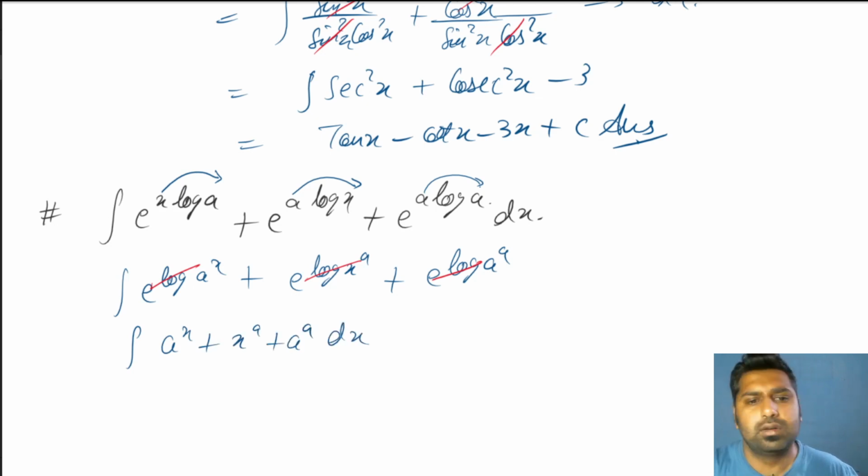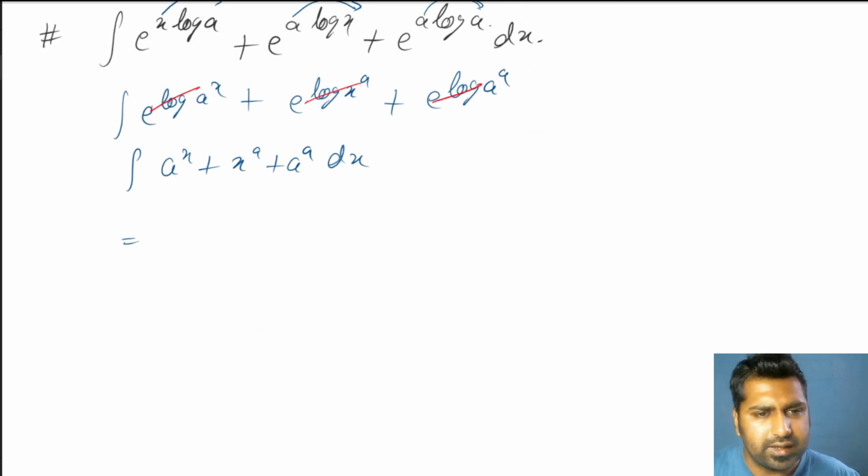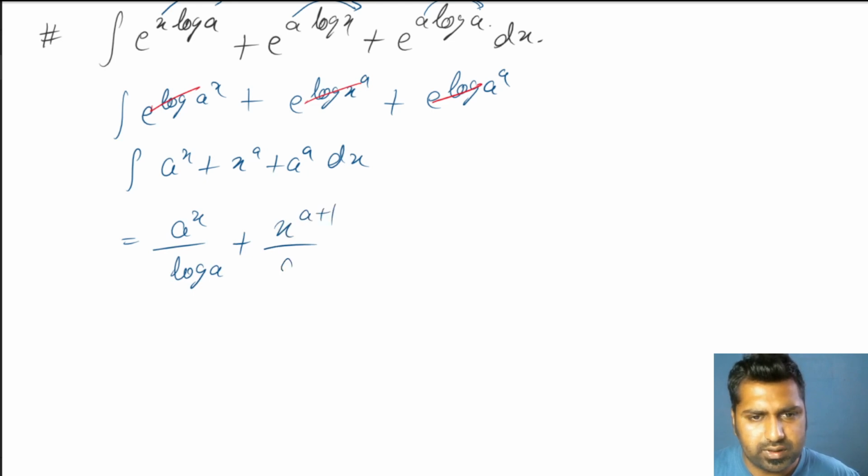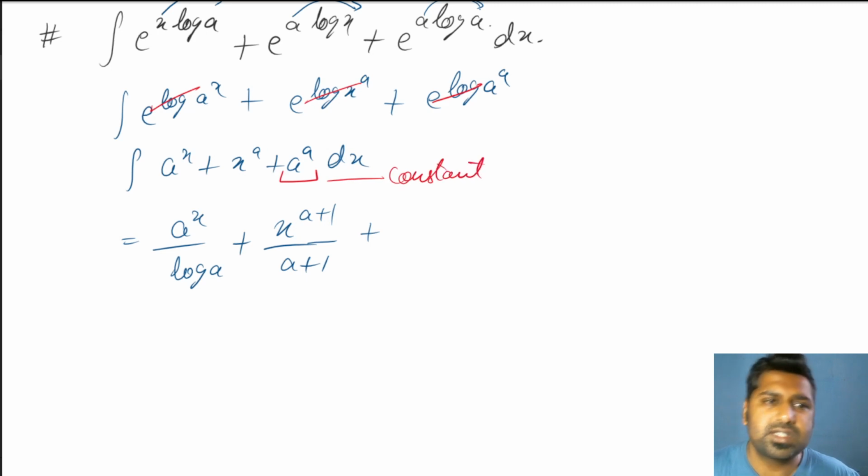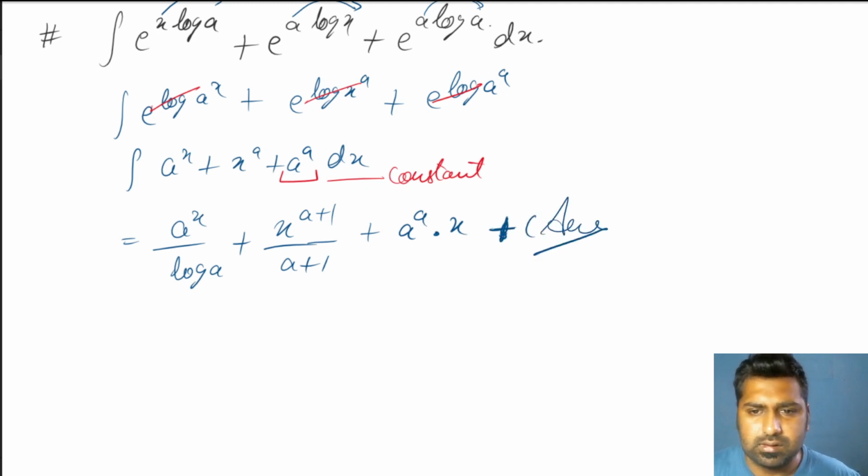Standard formula: a raised to power x integrates to a raised to power x by log a. x raised to power a is x raised to power a plus 1 upon a plus 1. a raised to power a is a constant. What is the integration of a constant? Just multiply x with it. So a raised to power a times x, plus c.